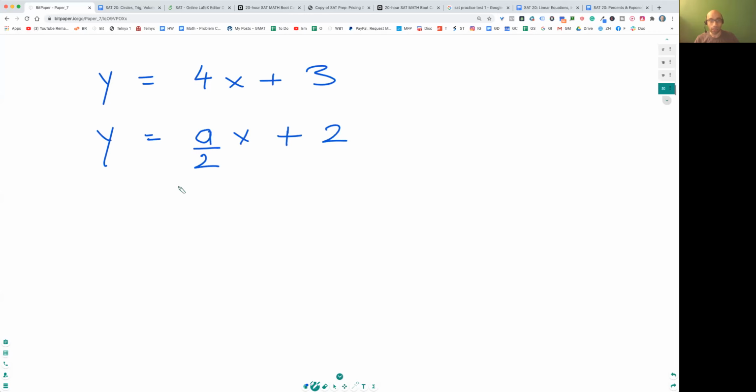Let me give you another problem, because I think some of you had difficulty. I'm going to invent a problem right off the top of my head. y is equal to 4x plus 3, and y is equal to ax over 2 plus 2. Actually, I'm going to make it a bit complicated, otherwise it's too easy. Now if this system of equations has zero solutions, then what is the value of a?